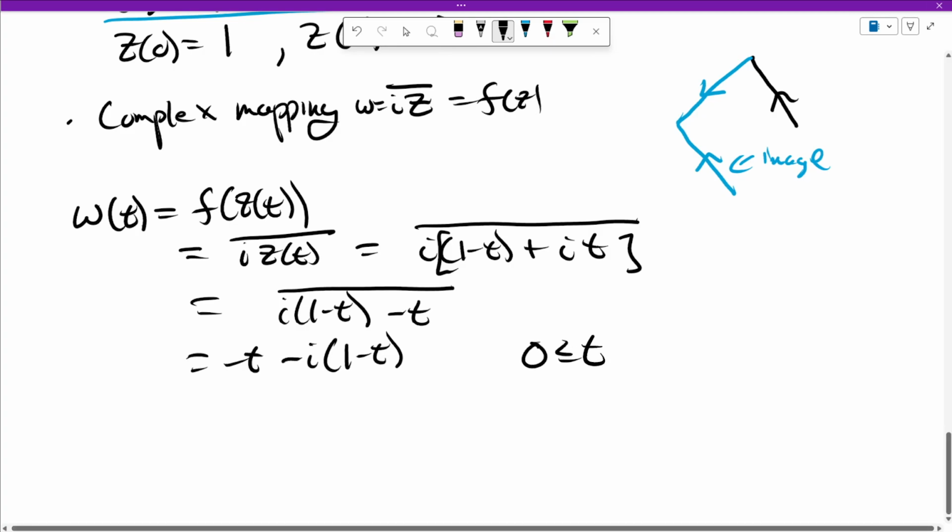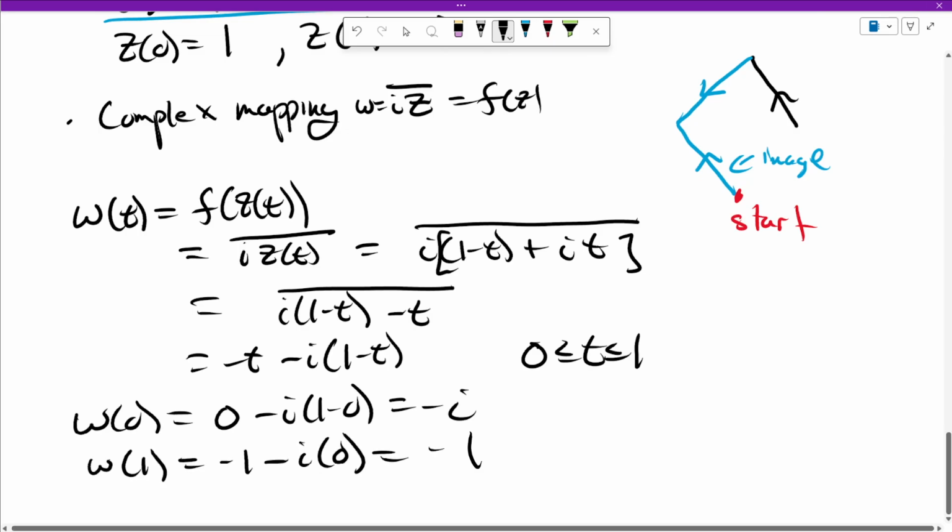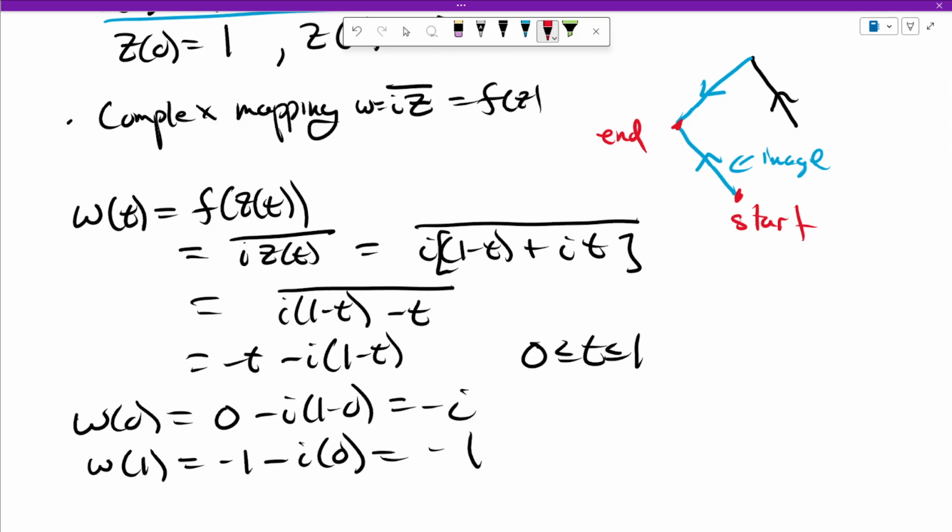And this is still the same time interval, 0 less than or equal to t less than or equal to 1. Now, when t is 0, we get 0 minus i times 1 minus 0, so that's minus i. So you start down here at negative i. And when t is 1, we get negative 1 minus i times 0, which is negative 1. So you end over here, and you take the straight line path, because our real and imaginary parts are linear functions of t, and that's it.